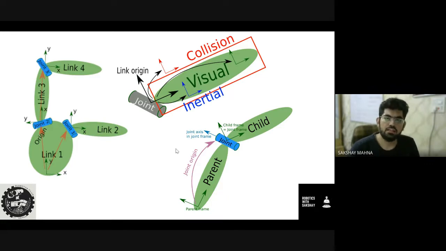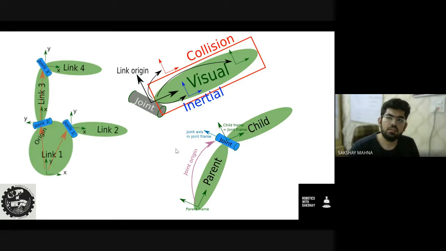Now the URDF file helps us to describe 3 parameters, which are collision, visual, and inertial. Visual is responsible, as the name suggests, for how the link is going to look, what is going to be the shape of the link. It can be a mesh file, an SDF file or something like that, or it can be an easy cylinder type of body as well.